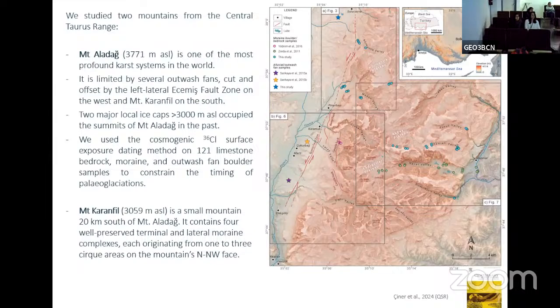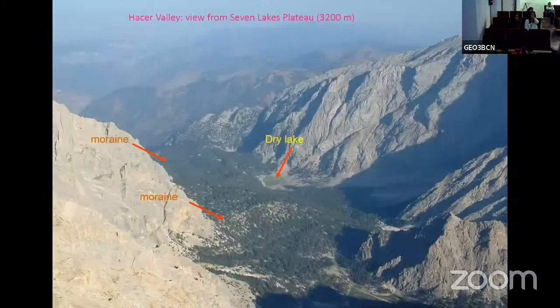There are huge caves, and we dated most of the moraines there, but I will just show you this system here, a huge glacier, Hacer Valley, on the eastern-facing side, with beautiful moraines. Here you go. This is from the plateau, taken from 3,200. And here is almost 1,000 meters down there.